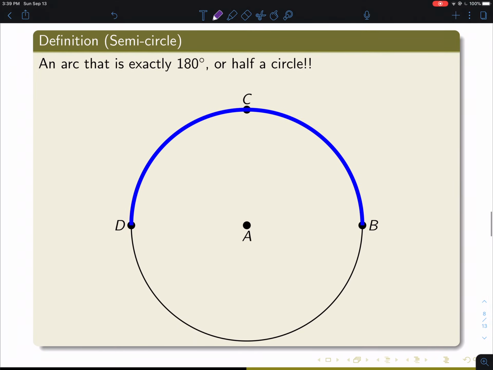A semicircle is just half an arc. And again, you could define this using the same notation, like BCD with an arc.